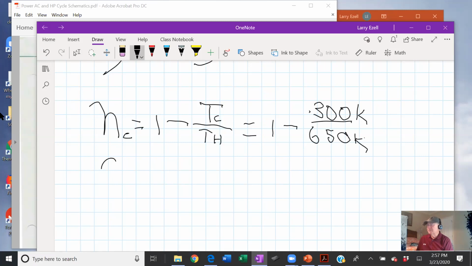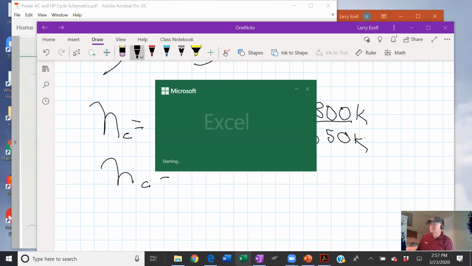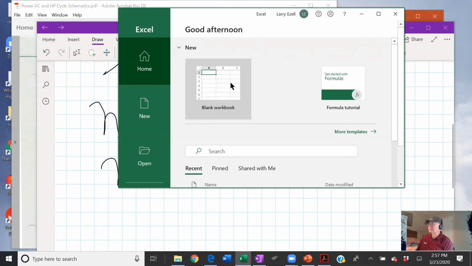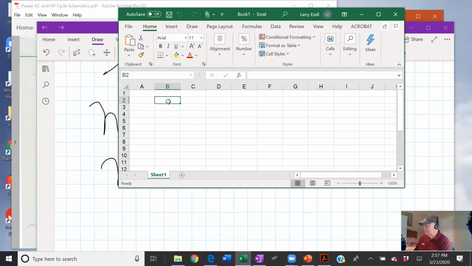So the best efficiency I can get between those two temperatures, I don't have my phone handy. Let's see. I just have to pull up a spreadsheet. You probably can't see this, but I'm going to pull it up and divide 300 divided by 650. That's 0.46.